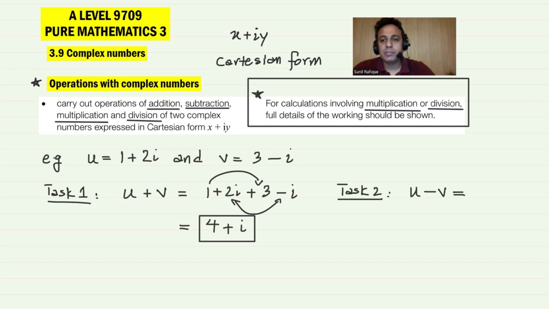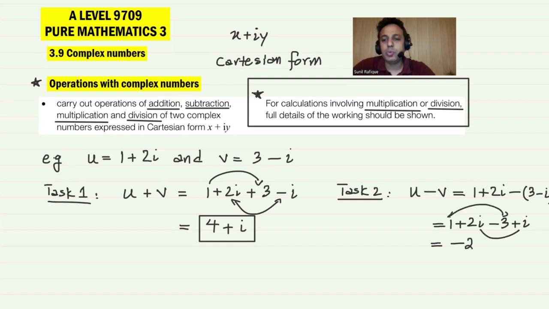If you want to subtract complex numbers, make sure you put a bracket over here. The reason is that the negative outside can change signs. So simplify it first: 1 plus 2i, expand the bracket, minus 3 plus i. The real parts add to give minus 2, and 2i plus i is going to be 3i. So that was the first thing.